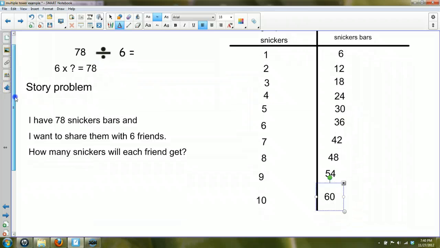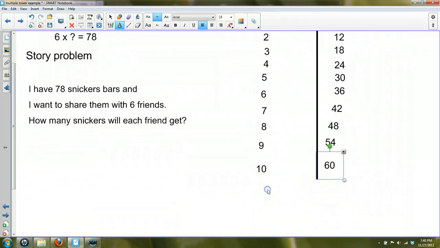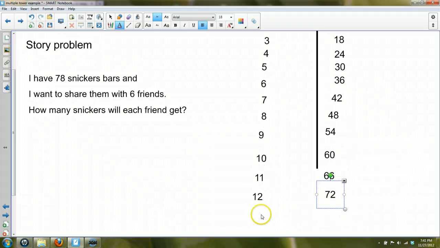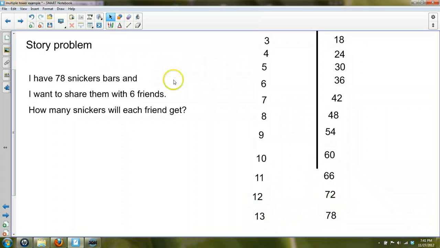All right, let me scroll down my page a little bit. My tower's getting long. Now I've got 11 groups of 6. That's 66. 12 groups of 6. 72. And 13 groups of 6 equals 78. Awesome.